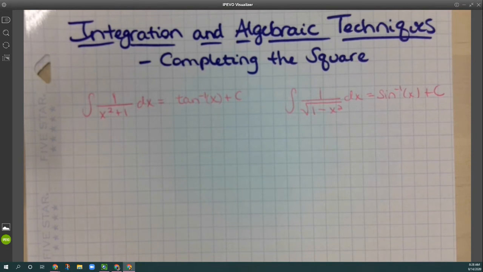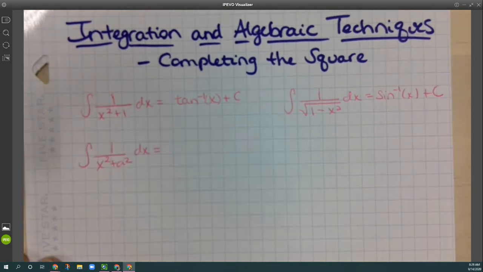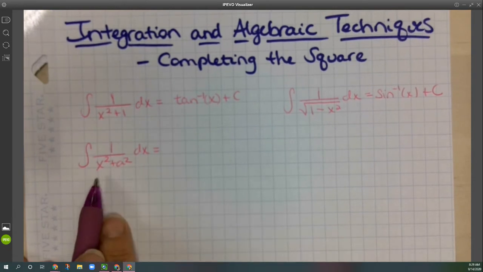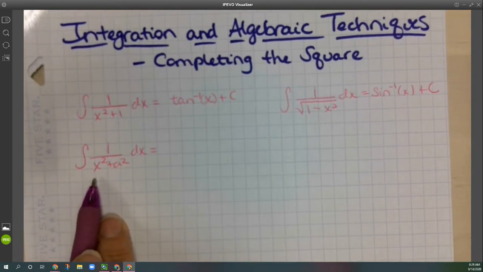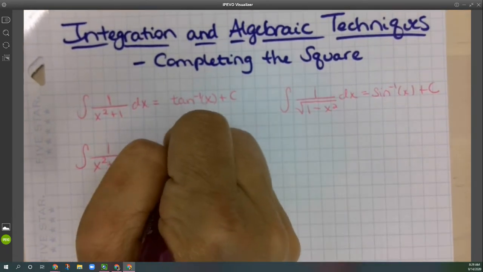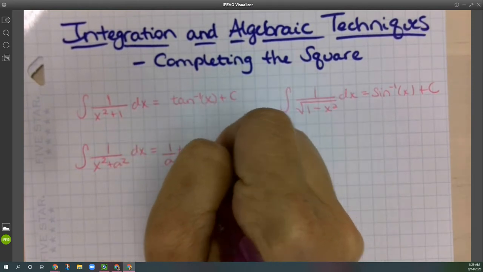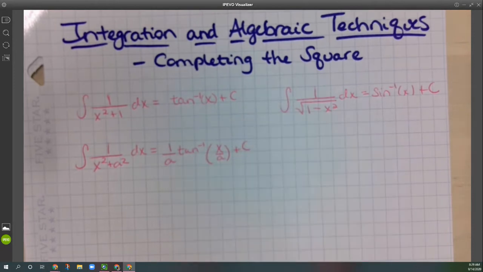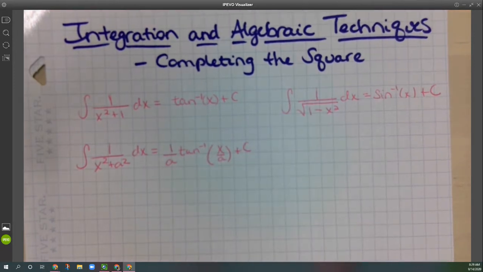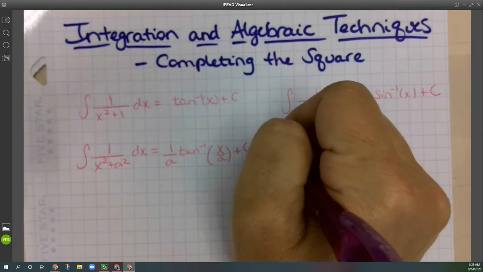What if we had different numbers in the place of the constant? For 1 over x squared plus a squared, the rule is that this is equal to 1 over a times inverse tangent of x over a plus c. Now, hopefully you're wondering, why is that the rule? Stay tuned. In this video, I'm going to show you.